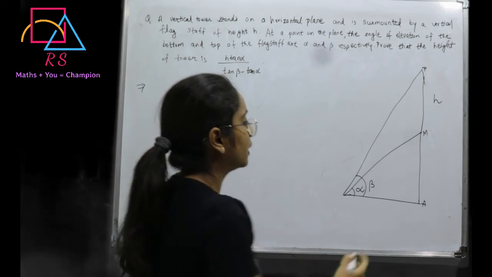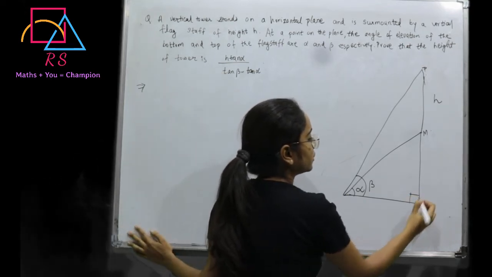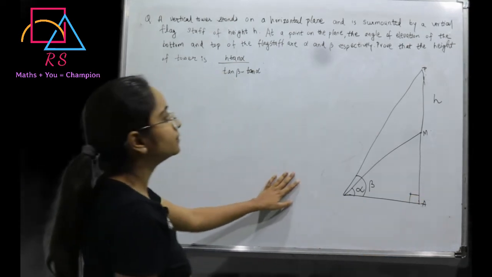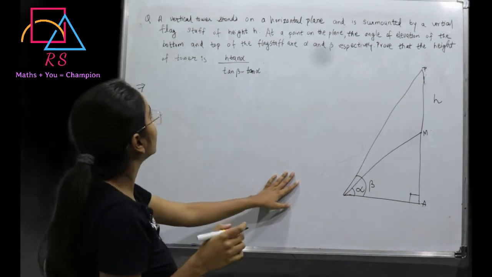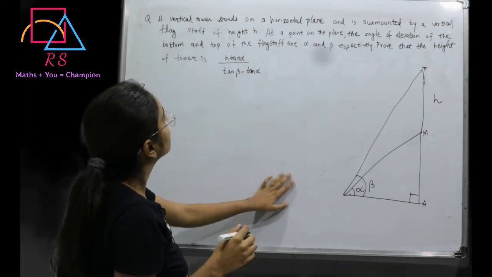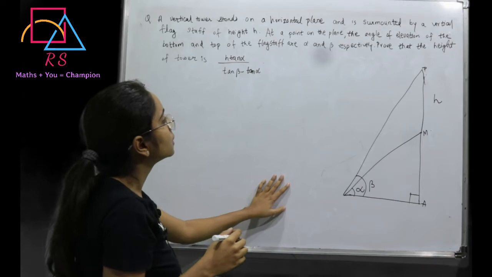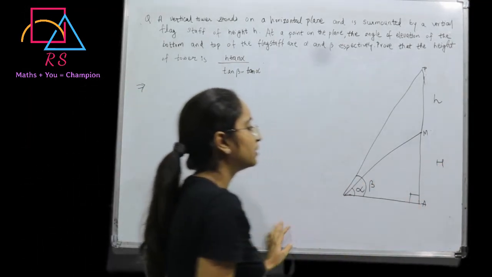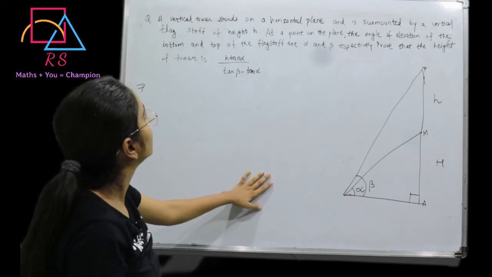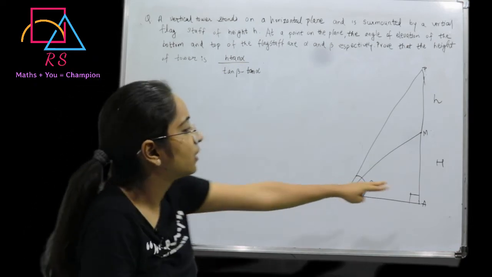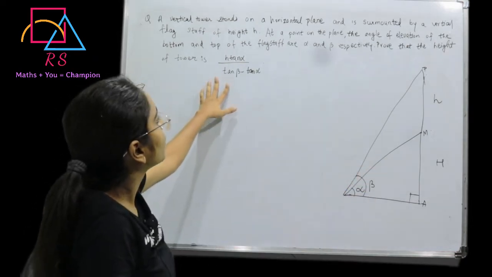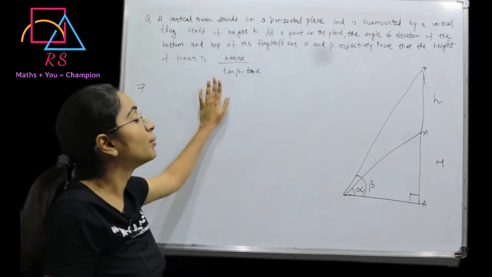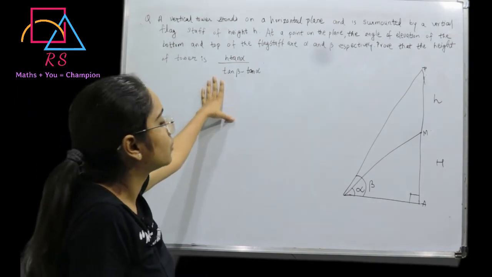Just write down the derived values so it's easy to solve the question. And then we have to prove that the height of the tower, which we don't know, I'll consider it capital H. We have to prove that the height of the tower is h tan alpha upon tan beta minus tan alpha.